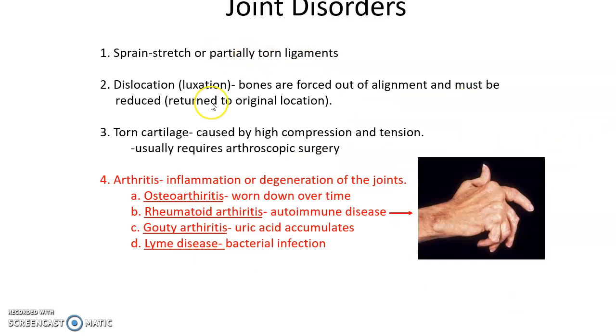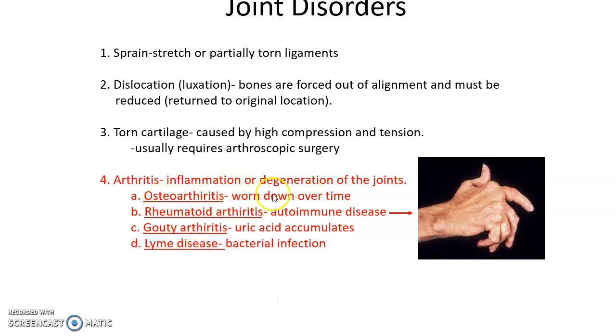Disorders: sprains, when the ligaments are slightly damaged; dislocation, when the bones are out of alignment, they get relocated, put back into alignment, popped back in; torn cartilage, needing surgery to replace; and arthritis, where there's degeneration of joints, which may be caused by inflammation, may be caused just by wearing down.